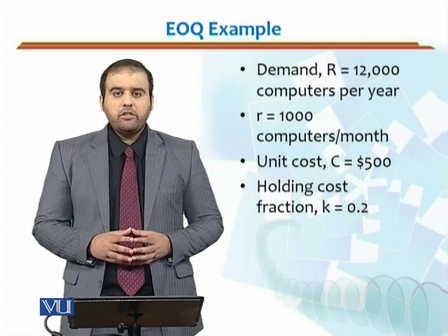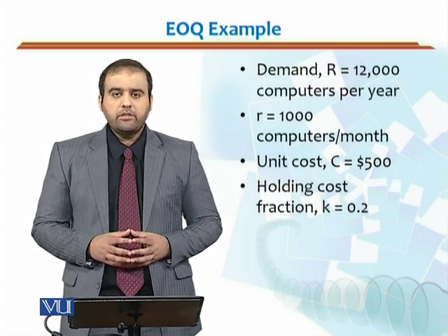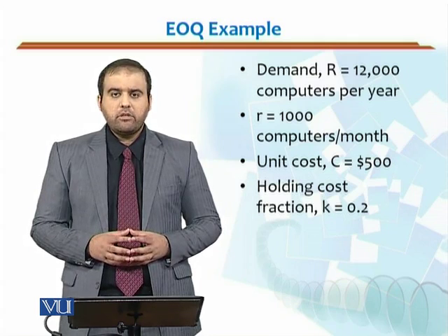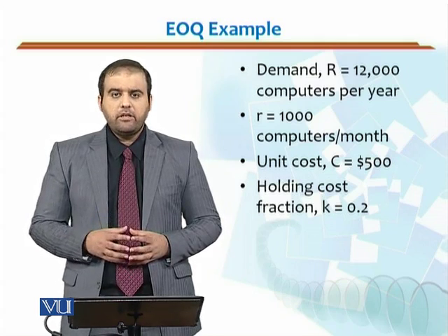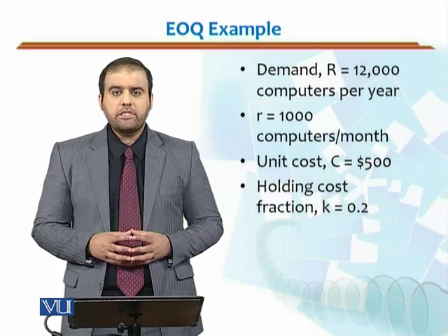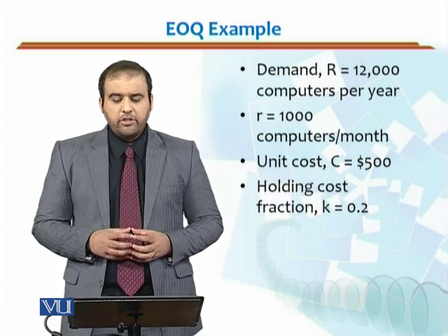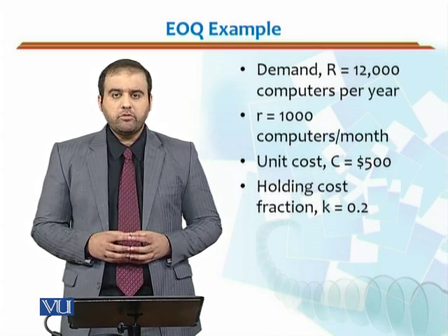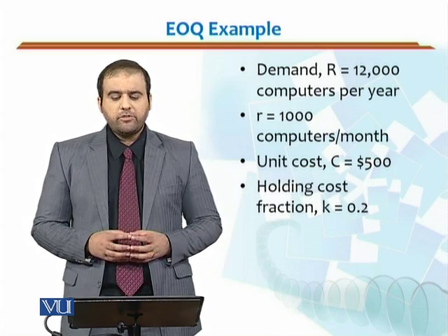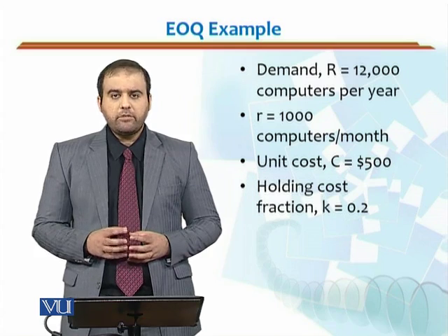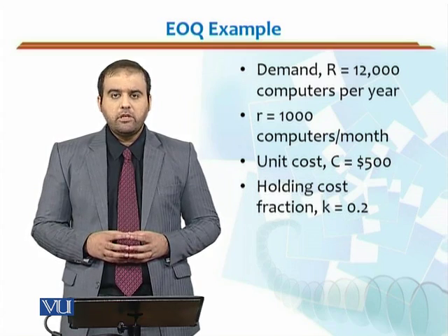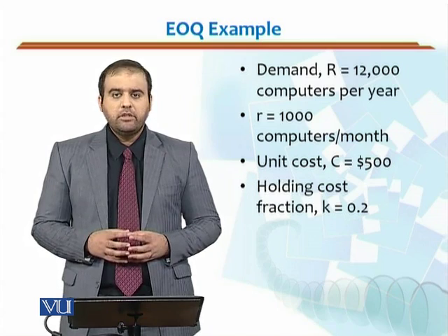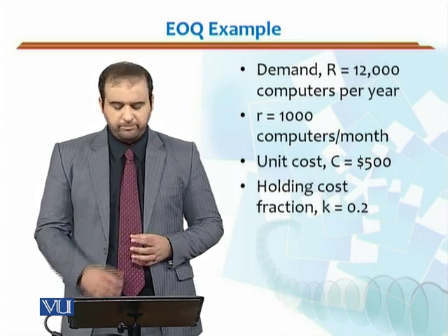So the monthly demand, roughly, would be 1,000 computers per month. Let's say we are not assuming that there is some kind of seasonality in that. The unit cost is, let's say, $500 for one computer unit. The holding cost fraction is 20%. That means 20% of the unit cost would be the cost of holding that unit.